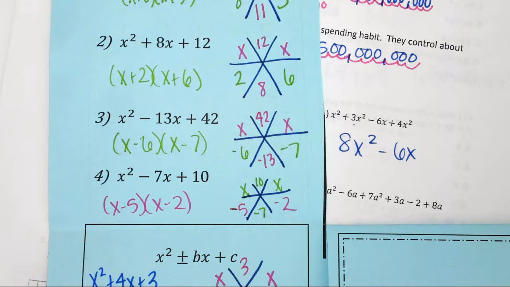Okay. All right, I got x plus 2, x plus 6, x minus 6, x minus 7, x minus 5, x minus 2. How did we do? How many of us got all of them right? All of us. Good. Take a point for your team.